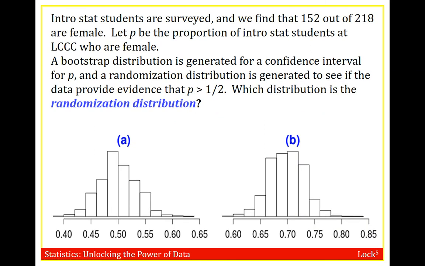Now I'm looking for the random distribution. So you can read all the data and you can see it. However, the random distribution value is always going to be centered up around something, here 1/2. Okay, well, I have two distributions here. One of them, the middle, is at 1/2. One of them, the middle, is at 0.7. Remember, a random distribution is always at the null. The null, H sub O, is that P is actually equal to 1/2. So my choice is letter A.